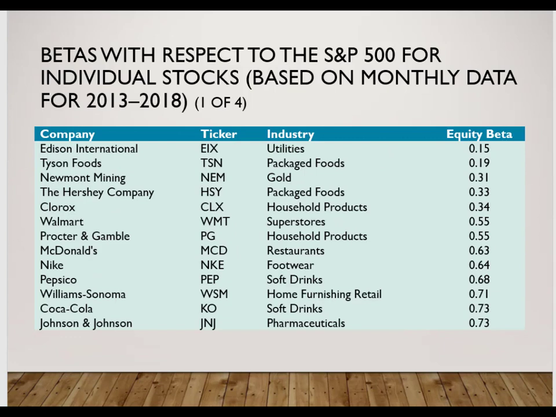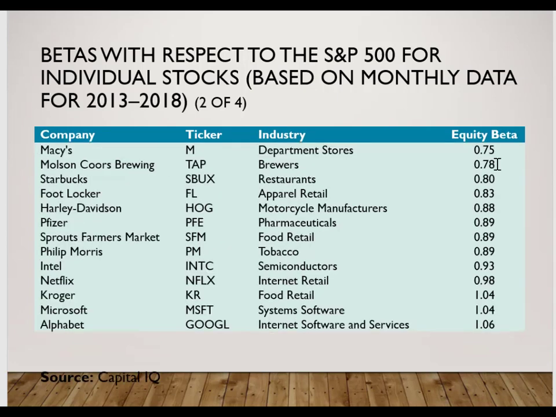Go back to the original one. We have here Tyson Foods at 0.19, which means it is only 19% as risky as the stock market. So if the stock market moves by 10%, Tyson Foods is only going to move 1.9%, right? It's 19% as risky, not more risky, as risky.